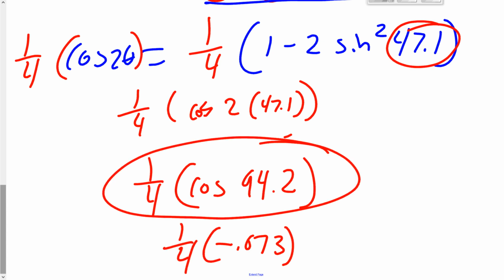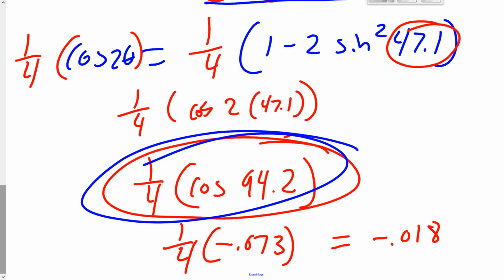So I'm actually going to enter this just like this on my calculator. Okay, and then I get my answer as negative 0.018 approximately. So that would be my answer to number 25. It looks like in the book they just leave it like this.